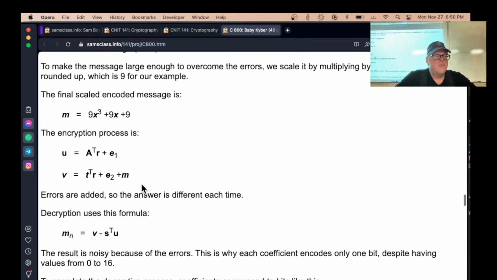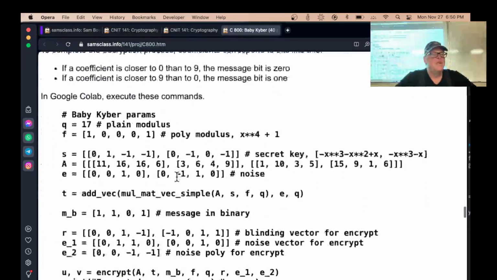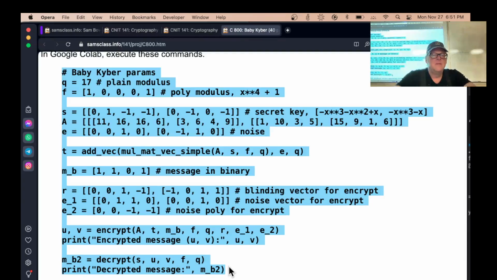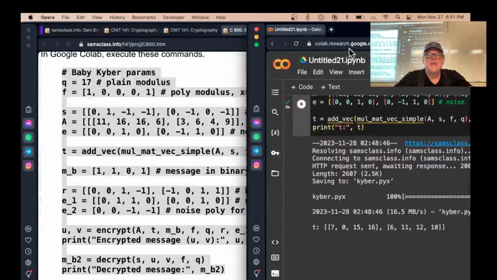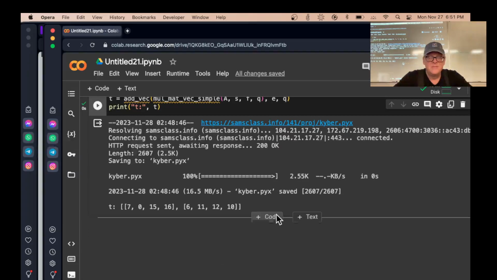And so here's the encryption process. You do A transpose times the randomizer plus an error for u, and you do T transpose times the randomizer plus another error plus the message here. And those 2 things are the encrypted message. And you decrypt using another formula down here. And this is annoying to do by hand, so I'm just going to use the library. So here's what you get if you do this stuff in Colab, where I recommend doing everything when possible.